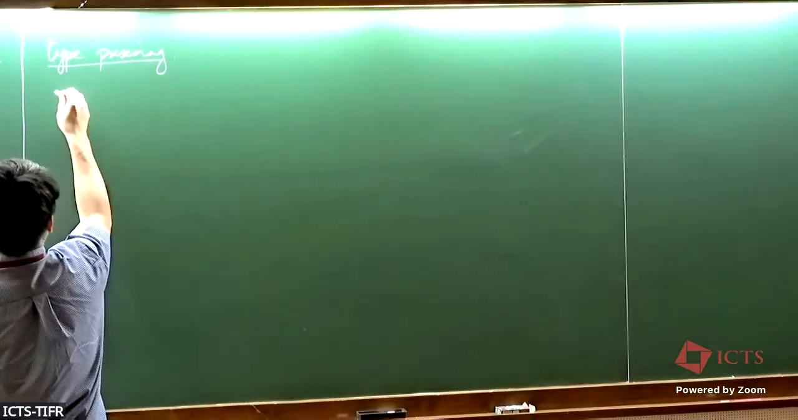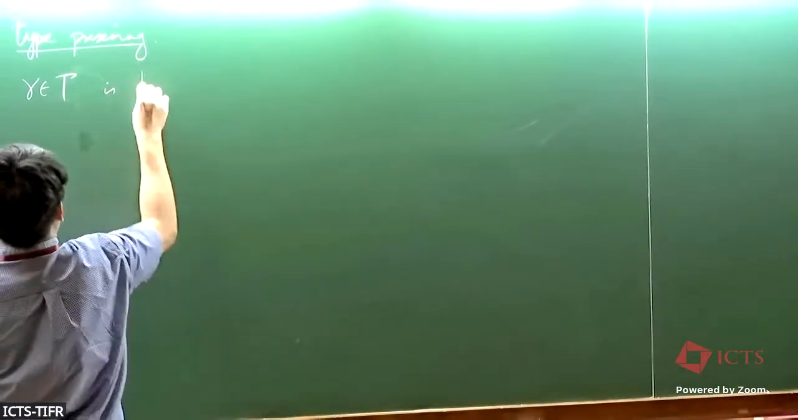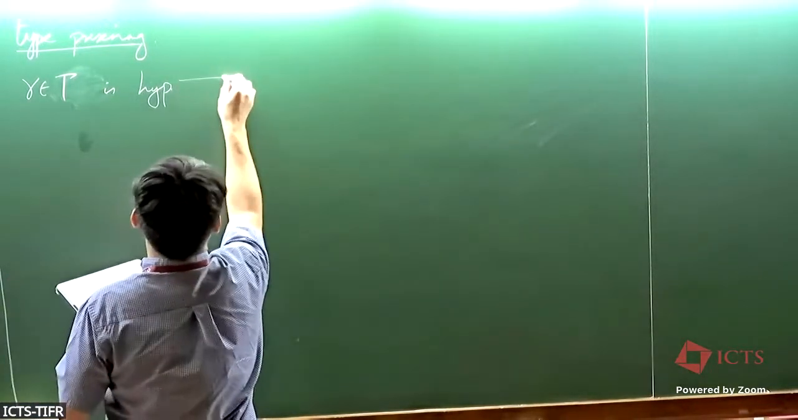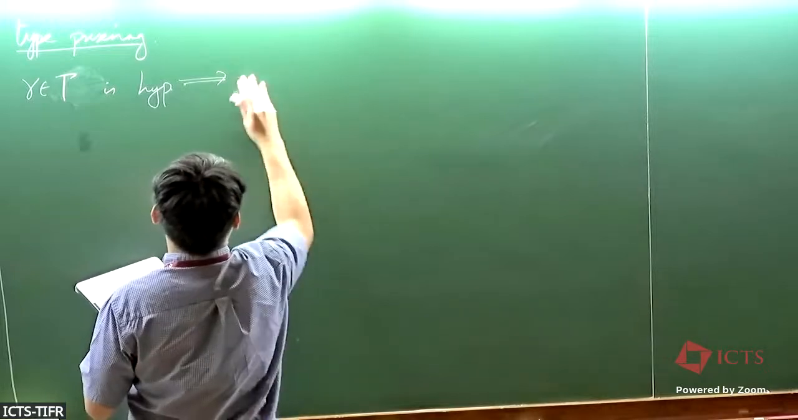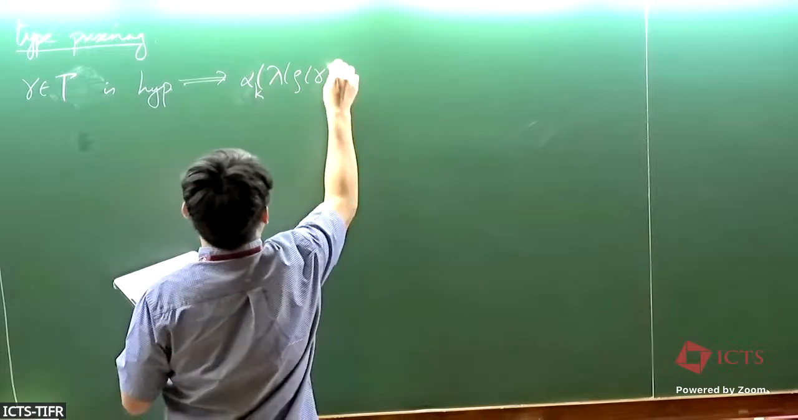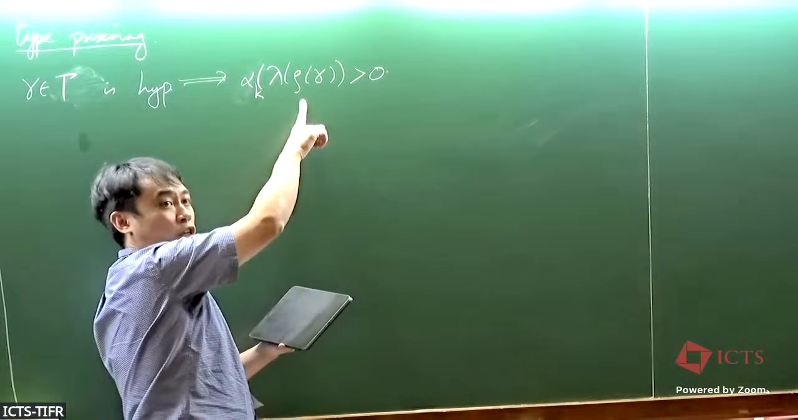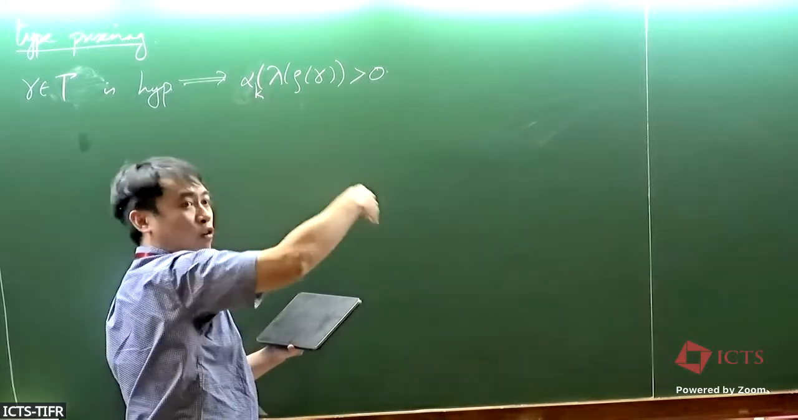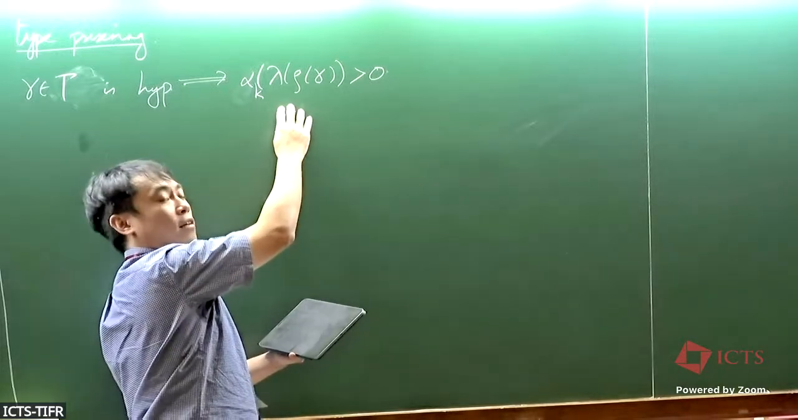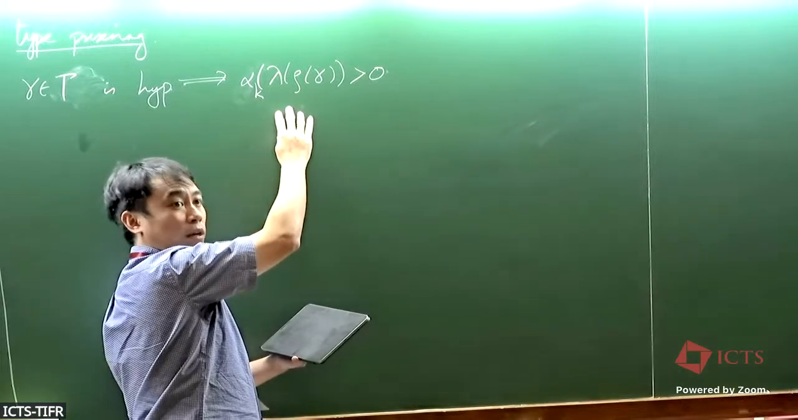So it means that if gamma in Gamma is hyperbolic, meaning that the two eigenvalues have distinct absolute values, this means that alpha_k of lambda of rho(gamma) has to be positive. So lambda of rho(gamma) is the Jordan projection, right? These are the absolute values of the eigenvalues of rho(gamma). And so this is telling you that the k-th eigenvalue of rho(gamma) is strictly larger than the k plus 1 eigenvalue of rho(gamma) in terms of absolute values.